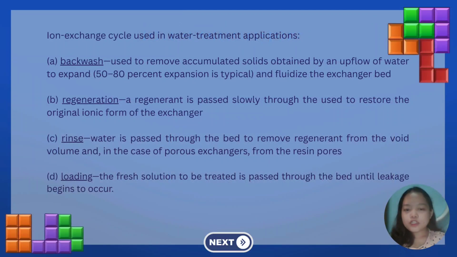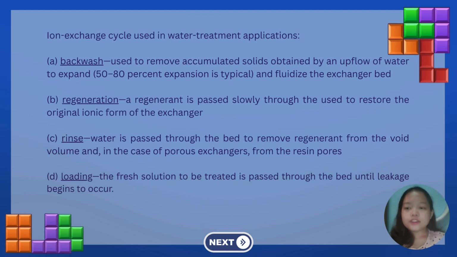Figure 16-43 explains the ion exchange cycle used in water treatment applications. A. Backwash. Used to remove accumulated solids by an upflow of water to expand and fluidize the exchanger bed. 50 to 80% expansion is typical.